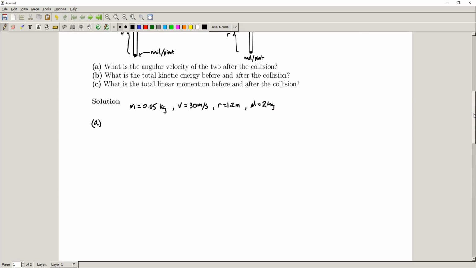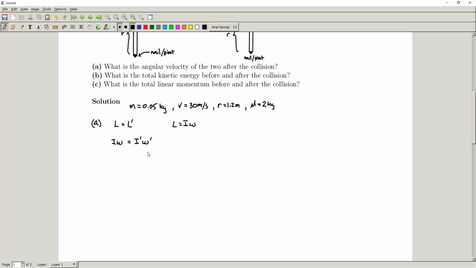But for part A, we're going to be applying conservation of angular momentum here. So what is conservation of angular momentum? Well, we talked about it just last video. Remember that means that L is equal to L prime. Our initial angular momentum is equal to our final angular momentum. Again, because we know that L is equal to I omega, we can substitute in: the left-hand side will become I omega, and our right-hand side is going to be I prime omega prime. Okay.